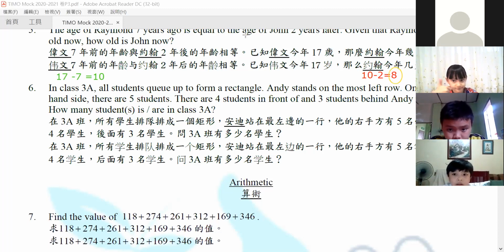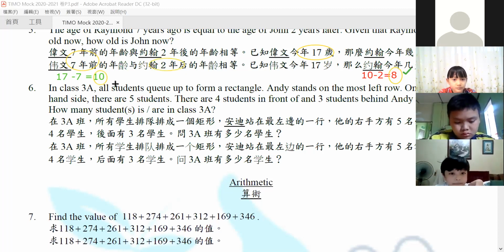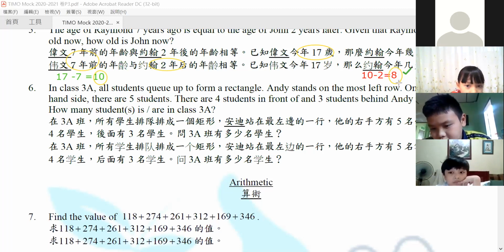We know Wyman's age now. We calculate Wyman's age 7 years ago, which is 10. And then we know that John 2 years later is of age 10. So now he would be of age 10 minus 2 equals 8. All right, so this is question 5.